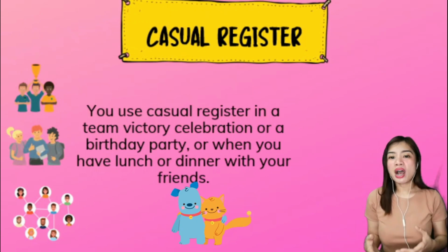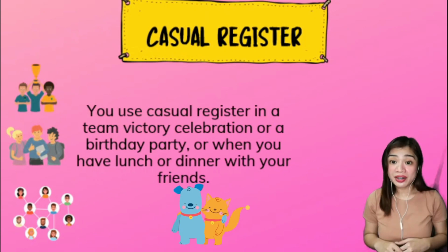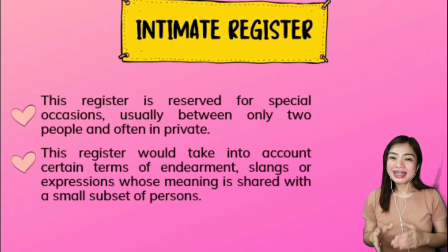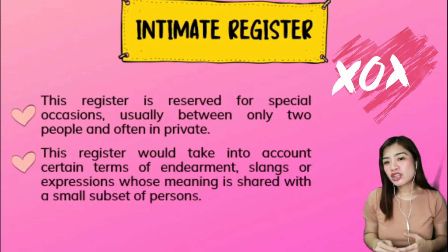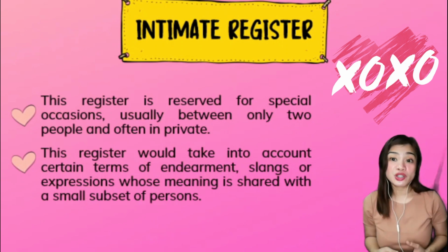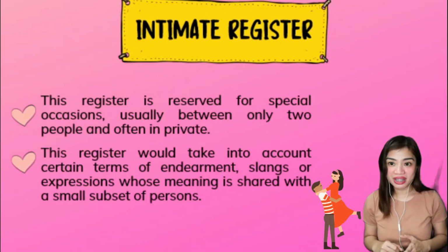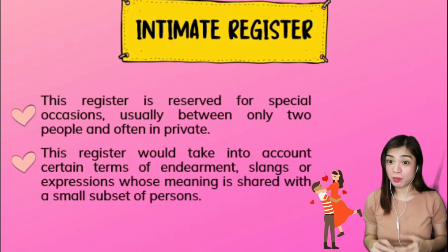It is also how you talk when you text or chat with friends. The bottom line here is the language you use with your friends or peers. The last type of register is called intimate register. This register is reserved for special occasions, usually between only two people and often in private. This is used to describe language used between persons who share a close relationship or bond.